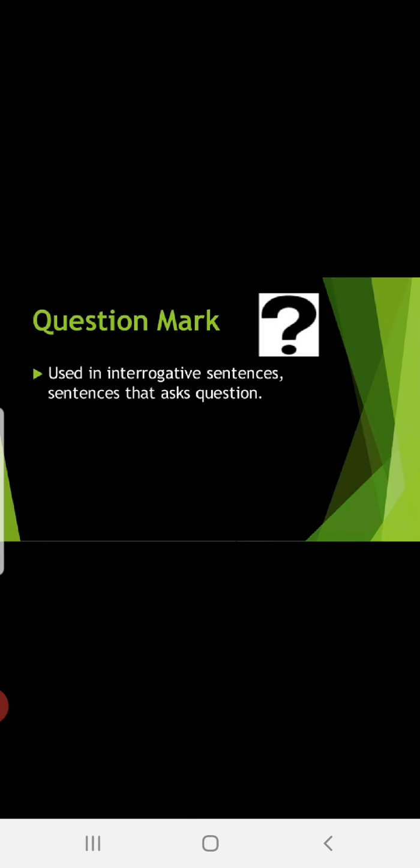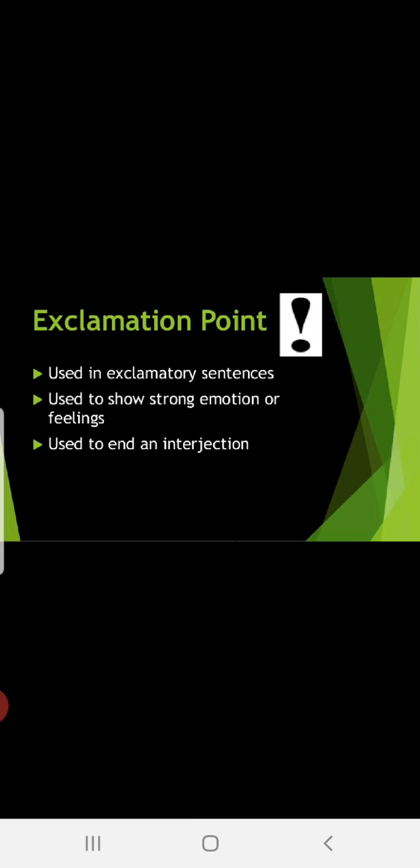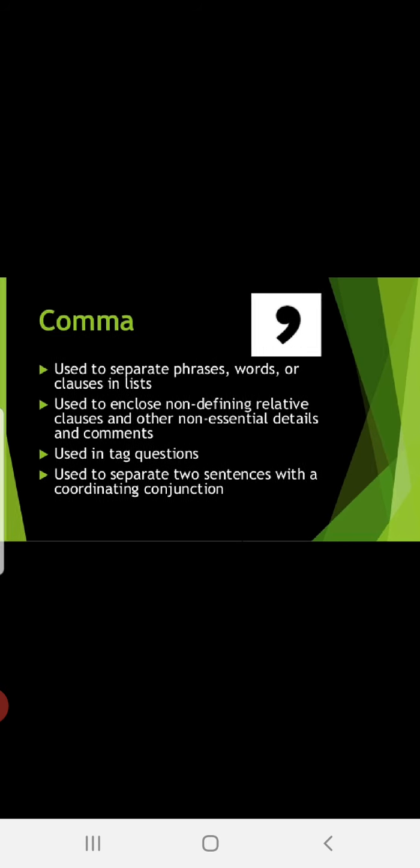Now, next is question mark. Used in interrogative sentences that are used to ask questions. Next is exclamation point. You all know this. Exclamatory or exclamation. Used in exclamatory sentences, used to show strong emotion or feelings, used to end an interjection. Yeah. These all sentences are included with the exclamatory mark where it stands as strong expression.